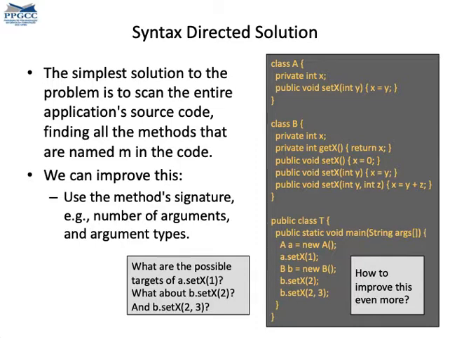We can improve that even more by considering the signature of m instead of only its name. As an exercise, try to figure out what are the possible implementations of set x in this program. Consider that we are using set x with only one argument.